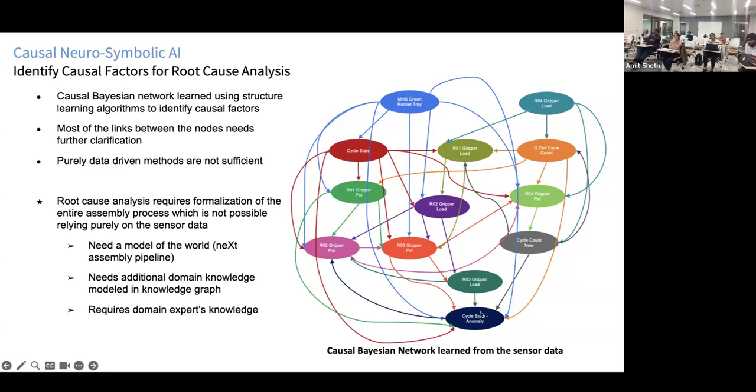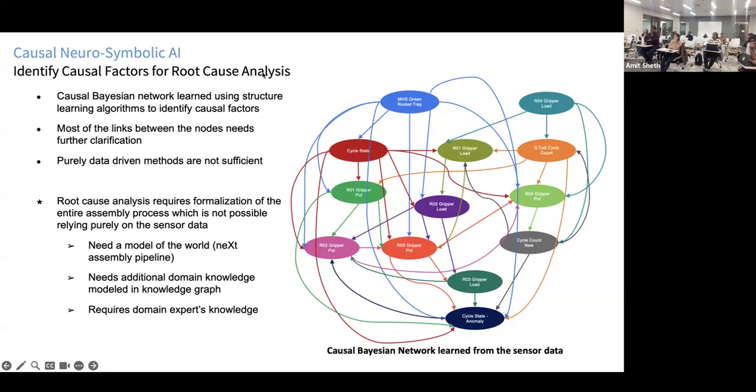So just running the standard structure learning algorithms, this is the type of network that we got. We got that there's a rocket tray, which is the MHS green rocket tray, where all the parts are, and the robots take those parts and try to assemble them. So that causes a cycle state. Then the cycle state, which could be cycle state number 1, 2, 3, is causing the change in the gripper potentiometer of robot one. Then robot one's gripper potentiometer is causing the robot 3 gripper potentiometer change, and so on.